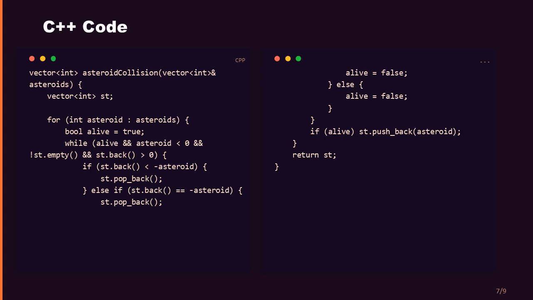We use a vector as a stack. The current asteroid starts alive. While collision is possible, compare sizes. If stack top is smaller, pop it. If sizes are equal, pop the top and current dies. If top is bigger, current dies. If current survives, push it into the stack.